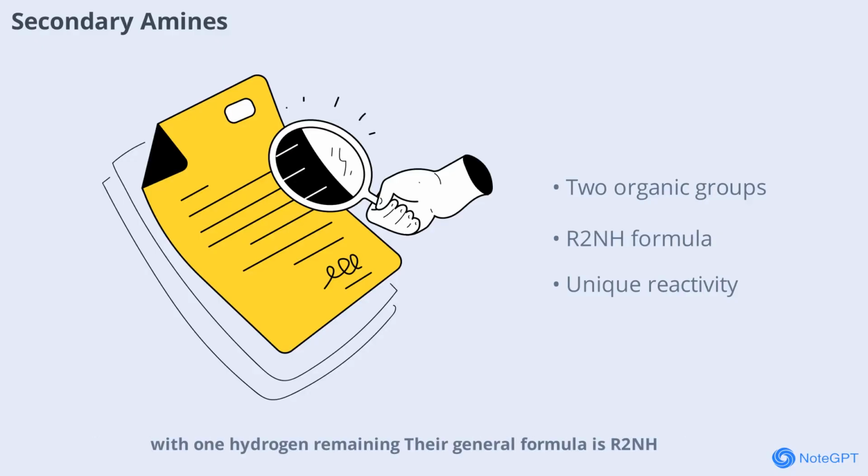Their general formula is R2NH. These compounds show different physical and chemical properties compared to primary amines, such as slightly lower boiling points and different reactivity patterns, especially in substitution reactions.